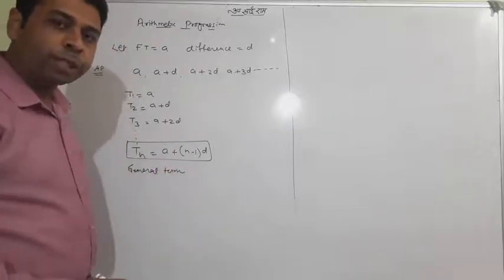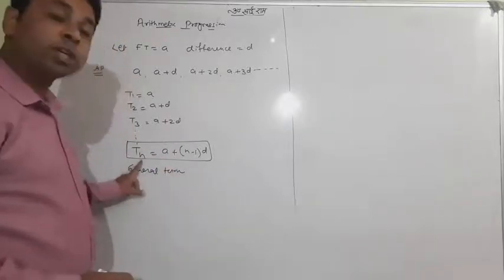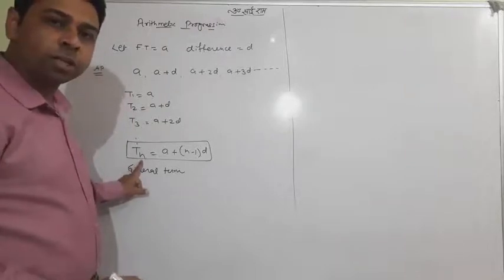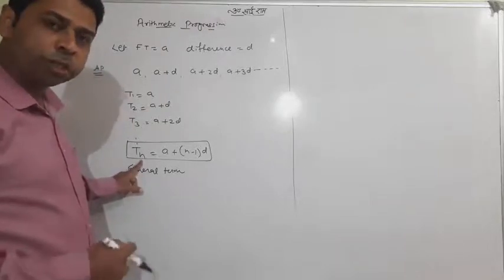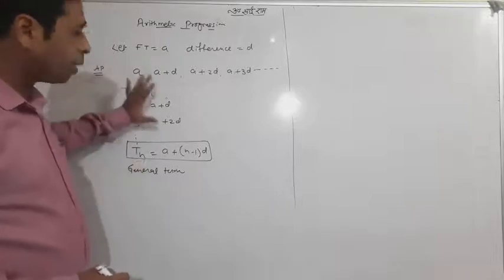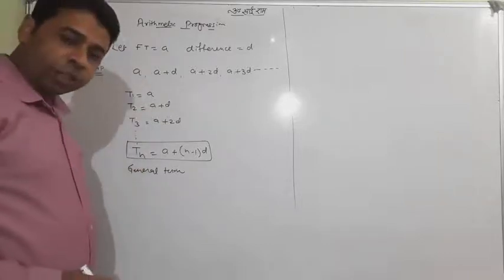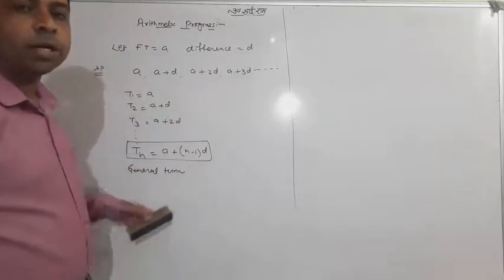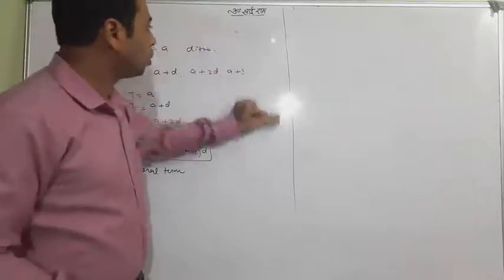If you want to find the fifth term of the AP, you put here T5. If you want to find the eighth term of the AP, you put here T8, and so on. This is a very basic formula, and with this formula we can now deal with some questions in the book.